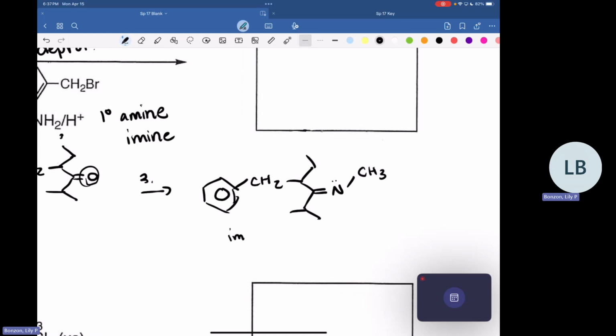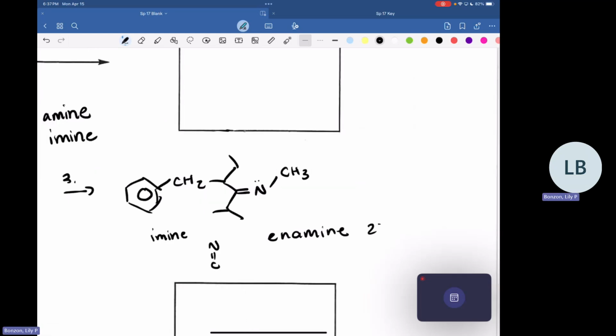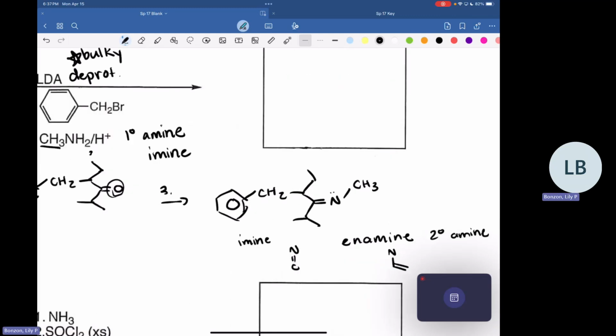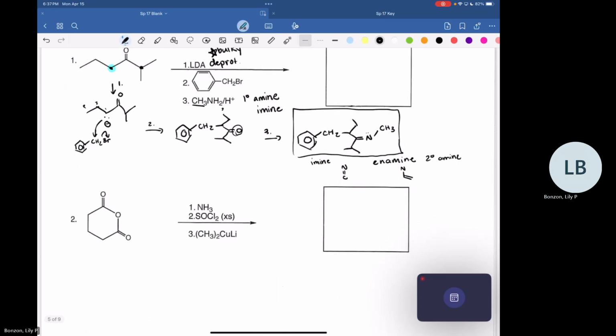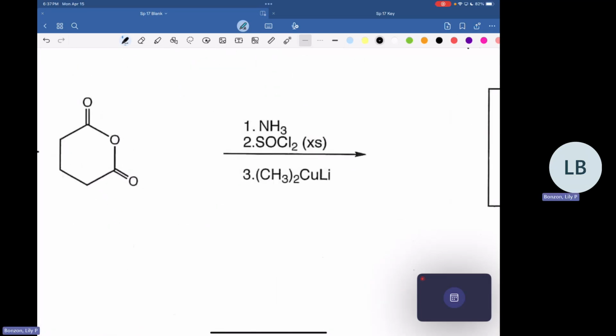So imine is the one with the double bond to nitrogen. You might also see an enamine question, and that's with secondary amines, and that one forms the enamine structure. But for this one, this is what we're going to form. So that's going to be our answer. Okay. All right, moving on to the next question.